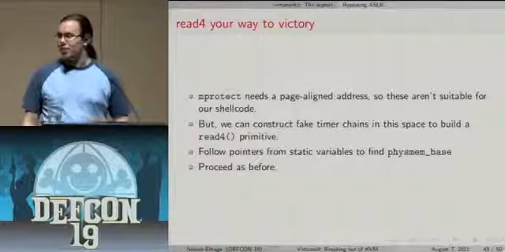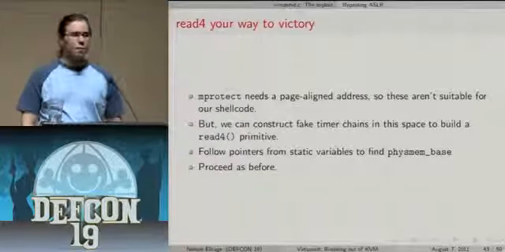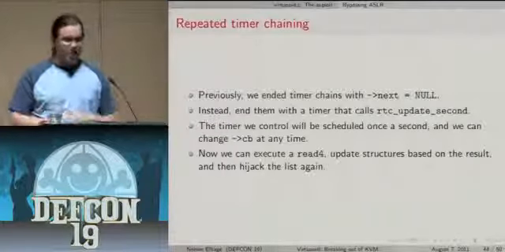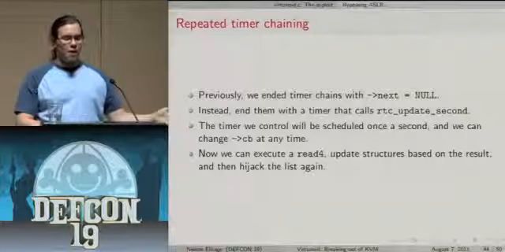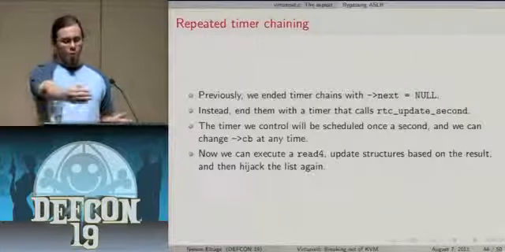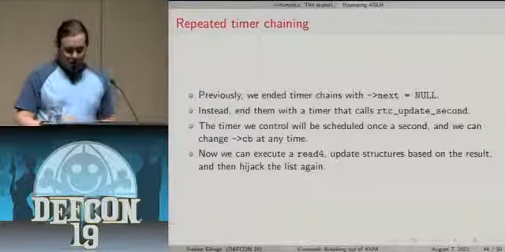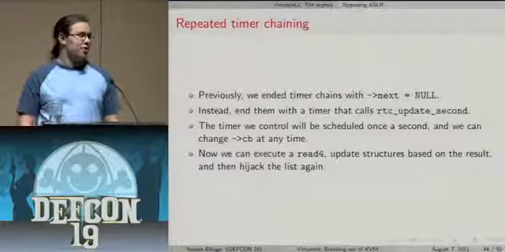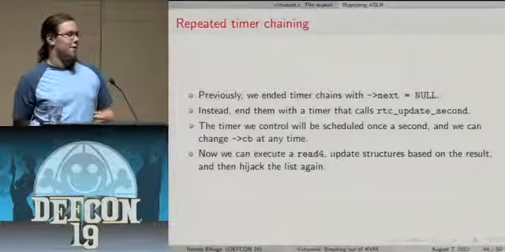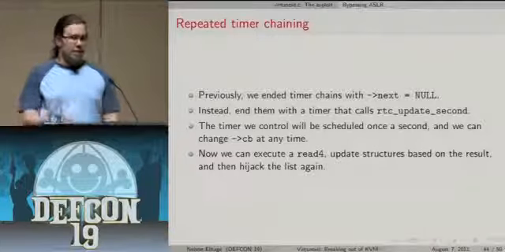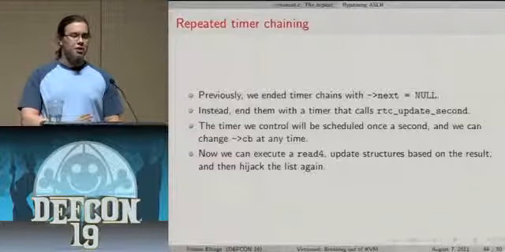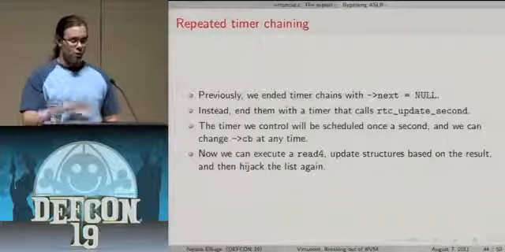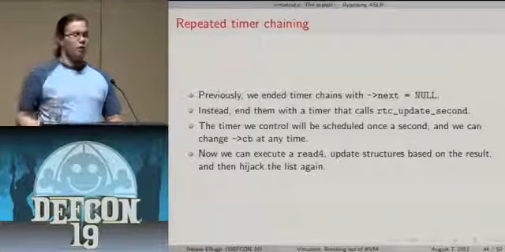Once we've found the address of that mapping, we proceed exactly as before. There's a little bit of complexity here, in that now we actually need to do that read 4, then do computation based on the results of that read, and then execute more gadgets in the host. So rather than ending our timer chains with next equals null, we actually end them with another timer that calls that RTC update second function again, which, remember, follows pointers to find a timer and then schedules that timer at 1 second in the future. So we execute this chain, we do the read 4, and then 1 second from now, a timer that we control will again get executed.